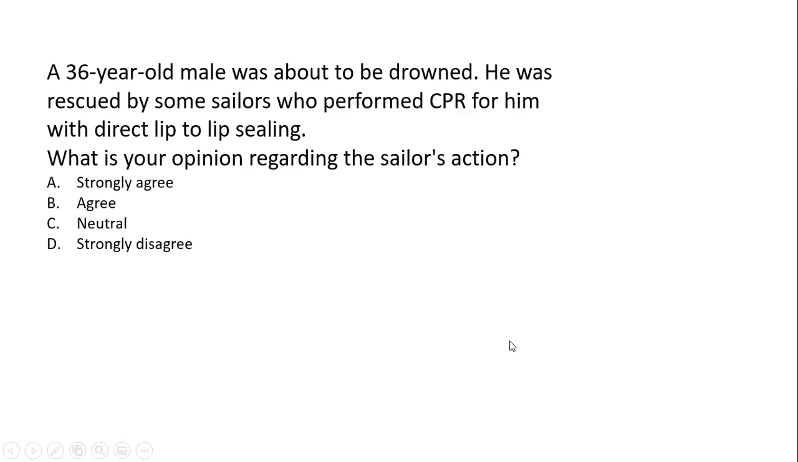A 36-year-old male was about to be drowned. He was rescued by some sailors who performed cardiopulmonary resuscitation for him with direct lip-to-lip sealing. What is your opinion regarding the sailors' action? Strongly agree, agree, neutral, strongly disagree. What is wrong? What is the defect in the construction of this MCQ question? The defect is, what's your opinion? We can't ask about the opinion.